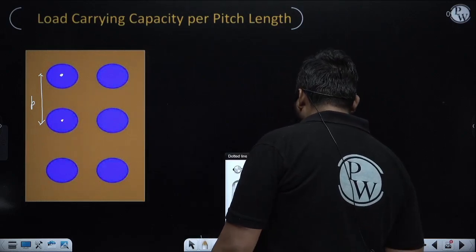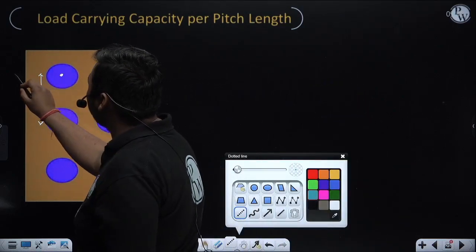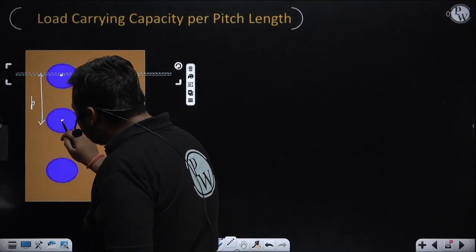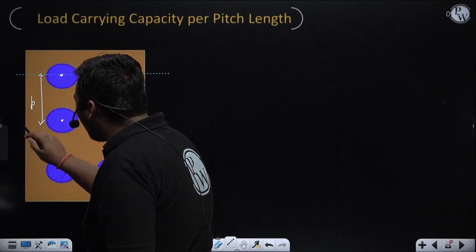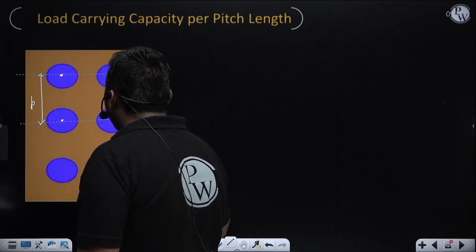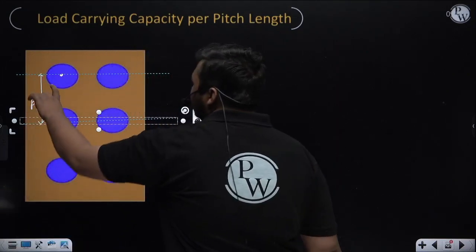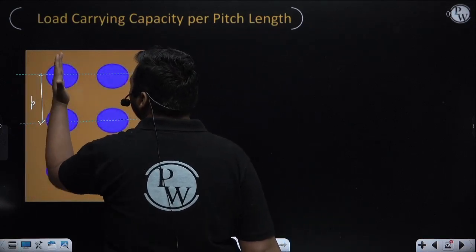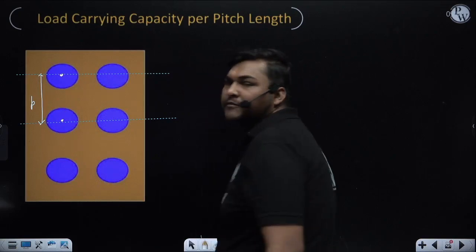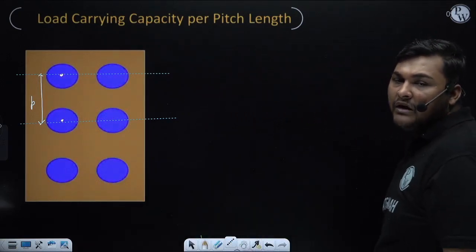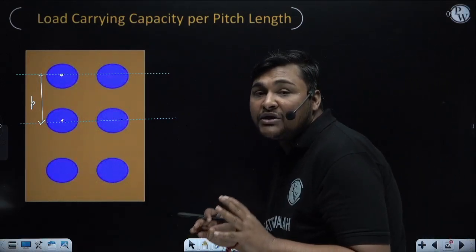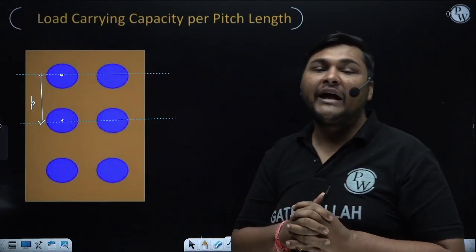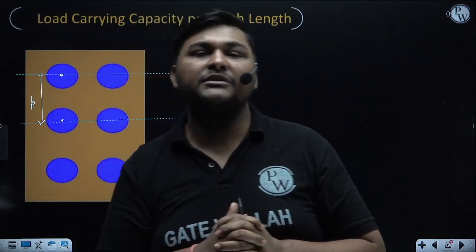Now, if I draw a horizontal line from this center point, again after a pitch distance, this point will come. So can I say this distance is nothing but one pitch distance? I have drawn this pitch distance by taking the first row. So whatever the load carrying capacity of this system that comes in this gap, that is known as load carrying capacity per pitch length.